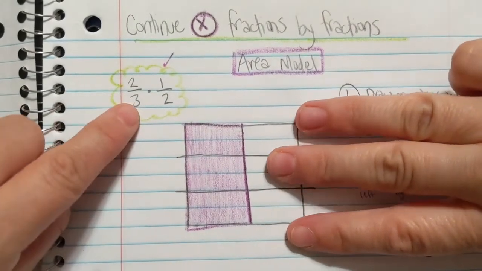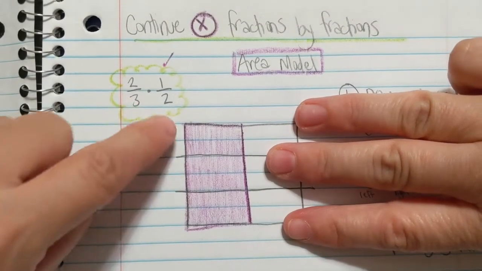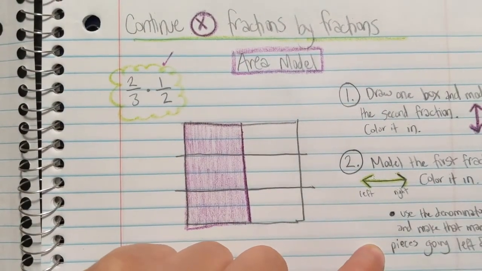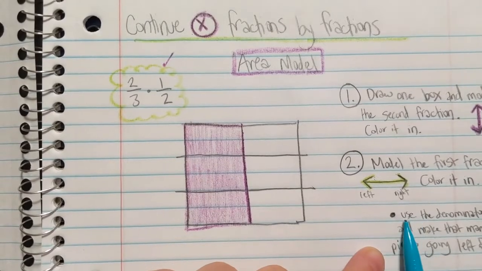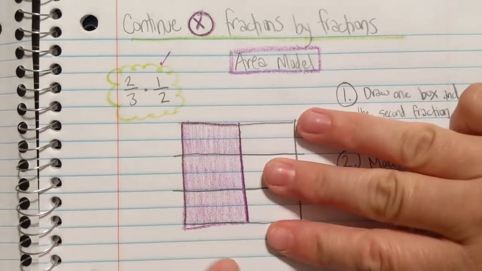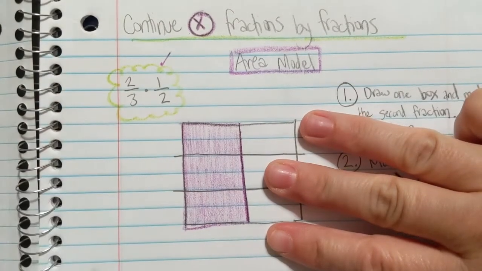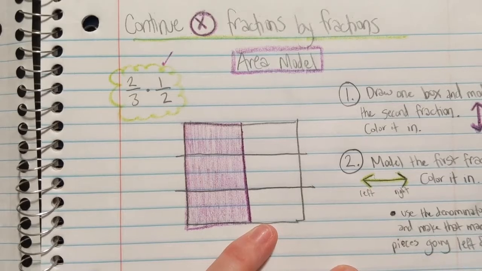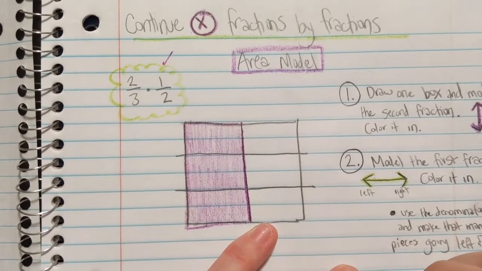And what do you think the next step is going to be? Because that's showing 3/3. So this is step number 2, I need to color it first. Model the first fraction, thirds, and color it in. So I do need to color 2 of the 3 in. Start in the top left. I'm going to write that actually right here and make that many pieces going left and right. I'm going to put a bullet point here.